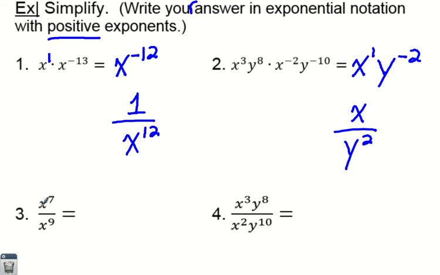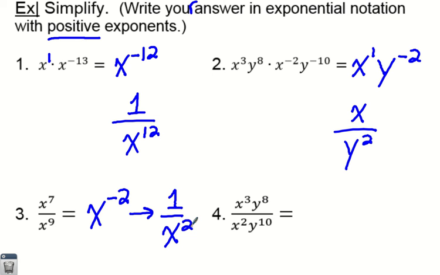Number 3, what do you think we should do first? Well, we have x to some power over x to another power, so it's the same base, and so we can do what with the powers? Subtract. 7, the top power, minus 9, the bottom power, to get negative 2 power, which we would rewrite by dropping the x down to the denominator and making the power positive instead.